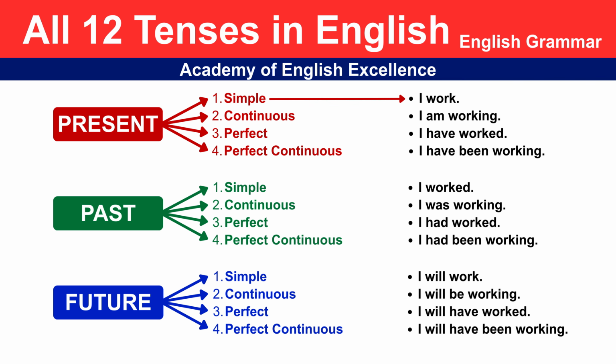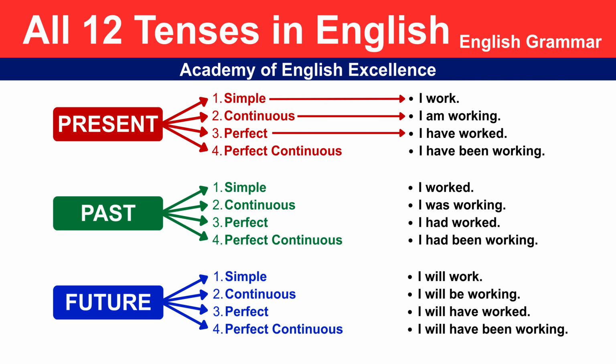The simple present describes habits or regular actions. For example, I work, or I work every day. The present continuous describes actions happening right now. For example, I am working, or I am working now.